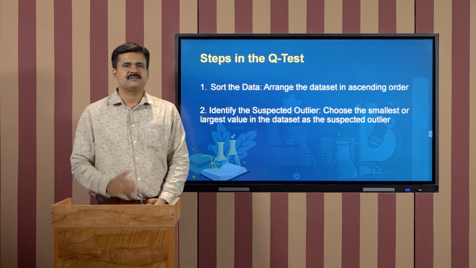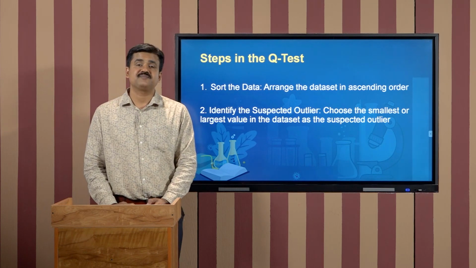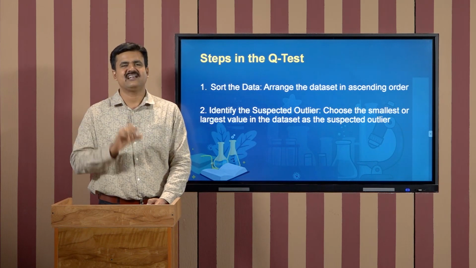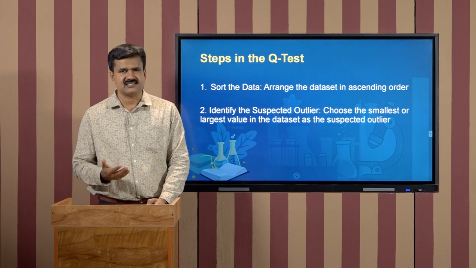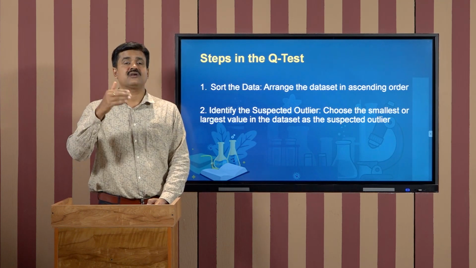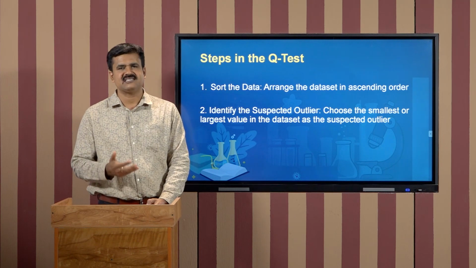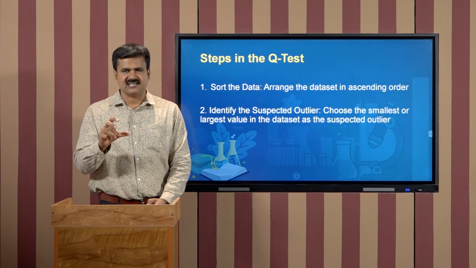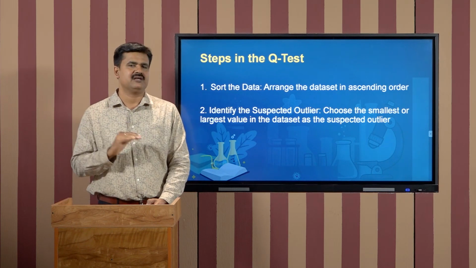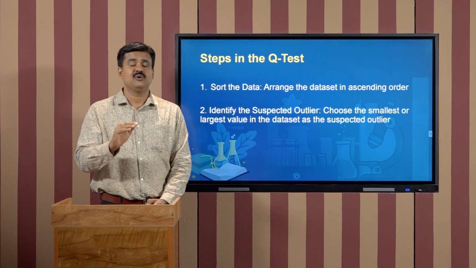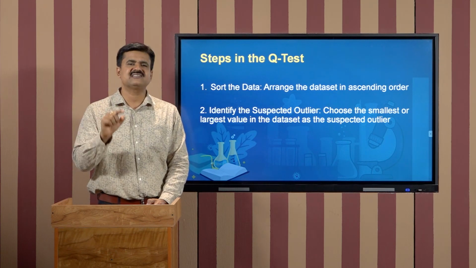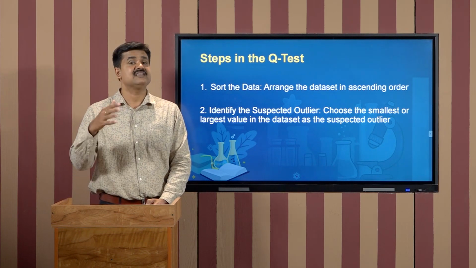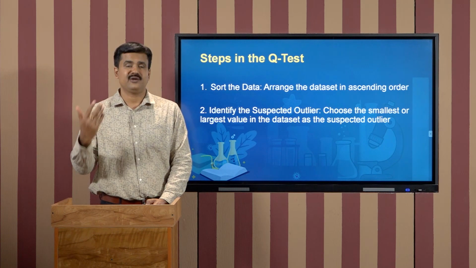The second step is the identification of the suspected outlier. We have to fix one value from the sorted list as the outlier. For this, choose the smallest or largest value in the data set as the suspected outlier. That means, in a given data which is arranged in the ascending order, you can take the smallest value or you can take the highest value and fix it as the suspected outlier. After the test, you can take the decision whether it is an outlier or not.